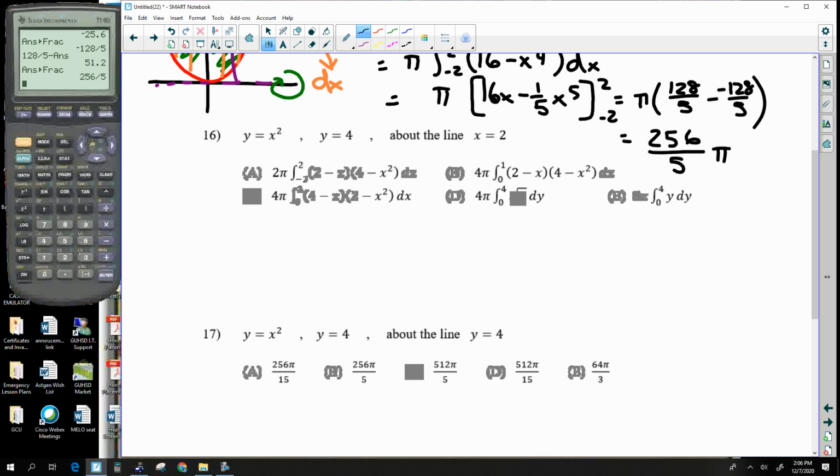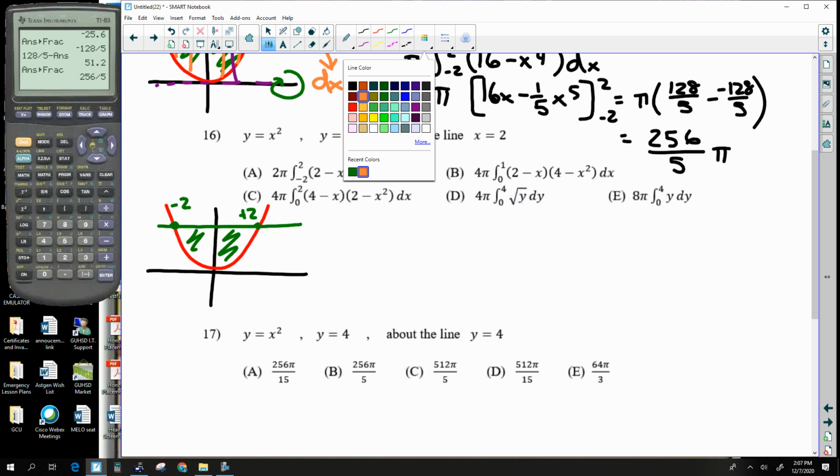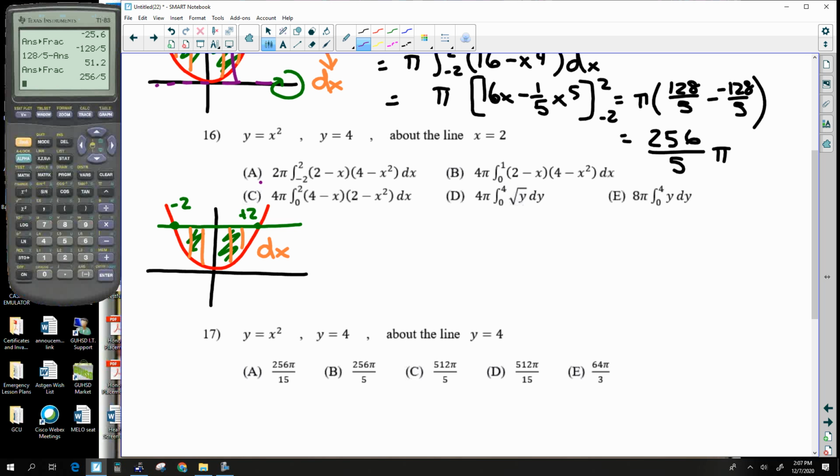Okay, it looks like they just want us to set this up. All right, so we have this x squared, y is equal to 4, about the line x is equal to 2. So again, this does exist from negative 2 to positive 2. So the best way to describe this area is to do an integration this way. So my integration is going to be dx. However, if they want me to revolve this around the line x is equal to 2, that's a dy style.